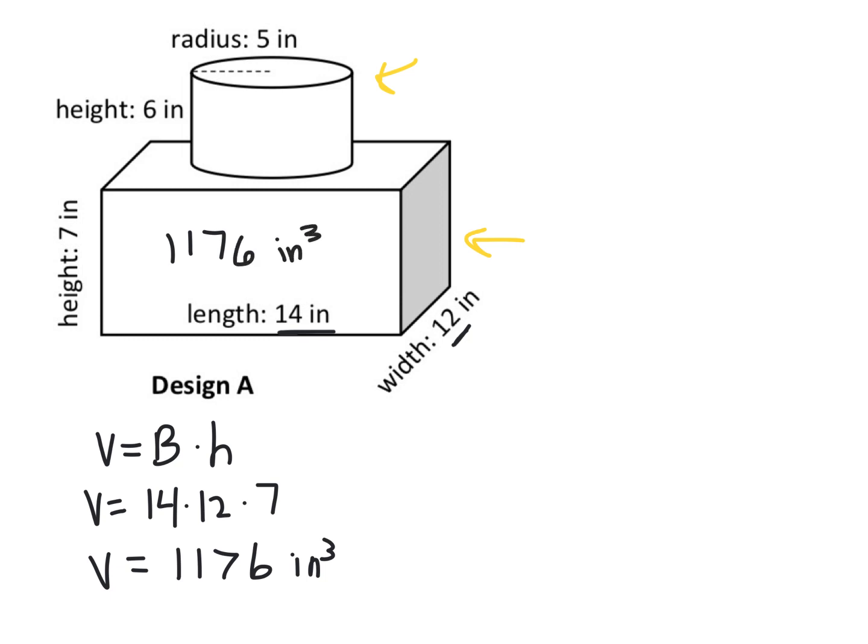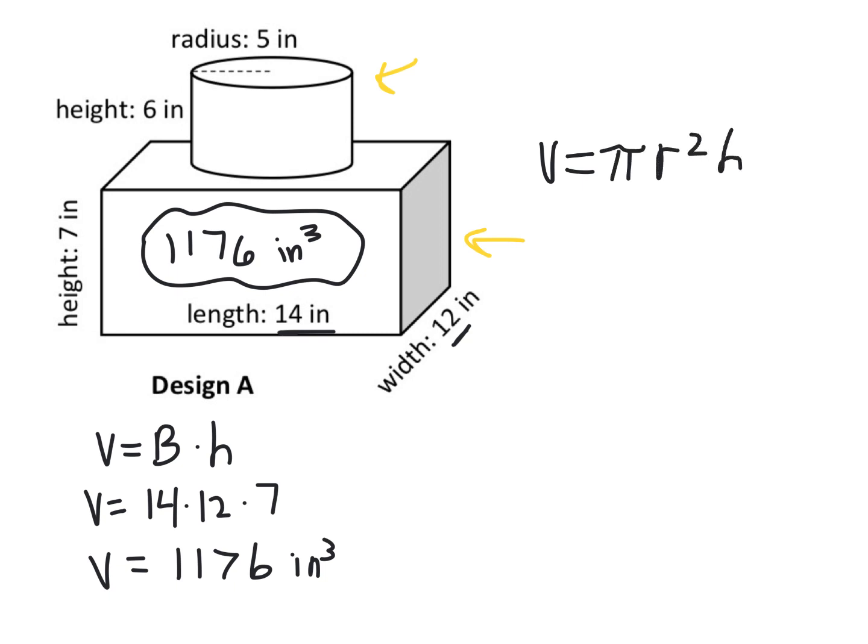Inches cubed, okay. And then let's find the volume of the cylinder, this piece up top. And that, if you see on your formula sheet here that we used, is pi r squared h. So V equals pi times the radius, which is 5, squared, times the height, which is 6. I'm going to go ahead and use the estimate of pi, 3.14, times 5 squared, which is 25, times 6.